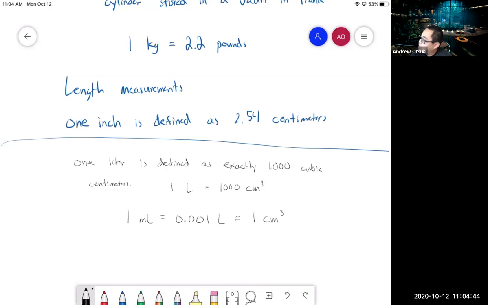Okay, let me just double check my notes and see if I missed anything.